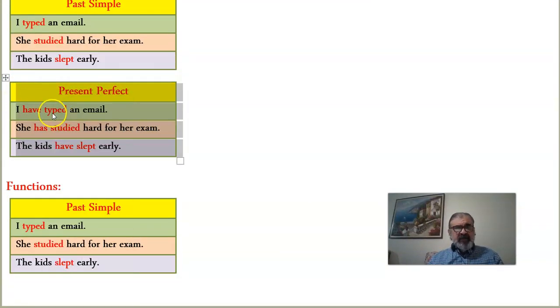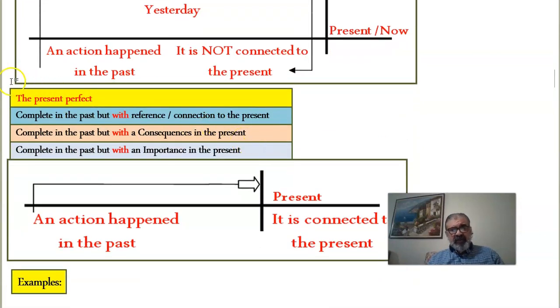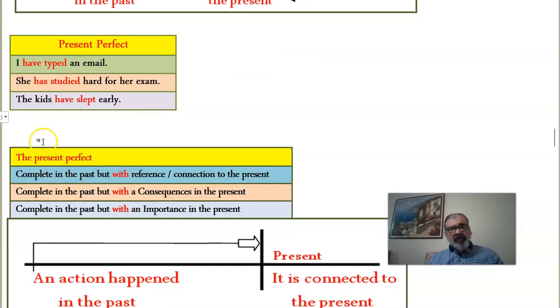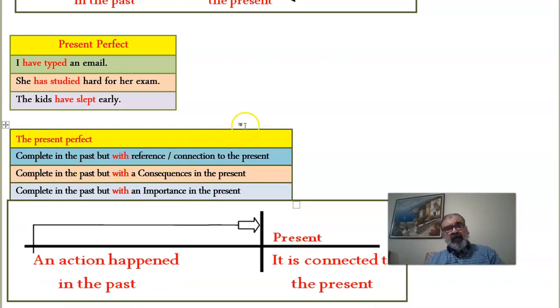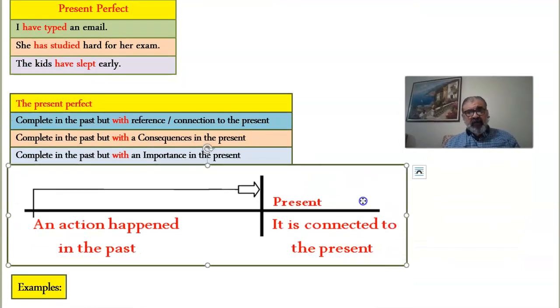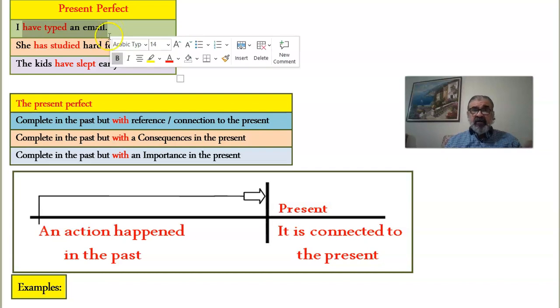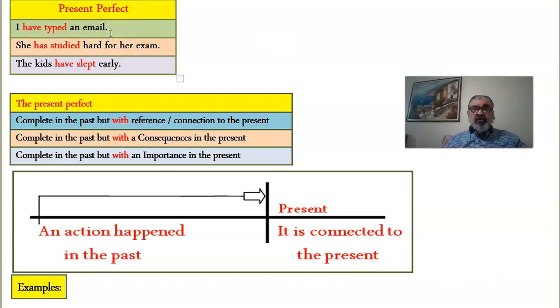Now, as for the present perfect, let me take these present perfect sentences and show you how to use these with reference to the functions and the graph. So if you say, I have typed an email, what does that mean? It means that the email is still there, it's connected, it has reference to the present, it has consequence, and it has importance. So I have typed an email, I haven't sent the email yet. Still there. I could be going to the manager to get his approval on the email.